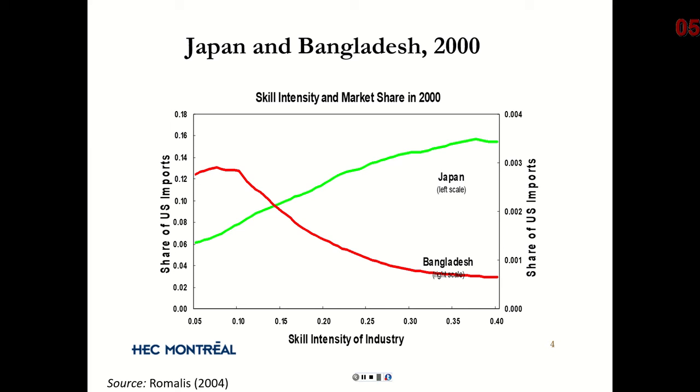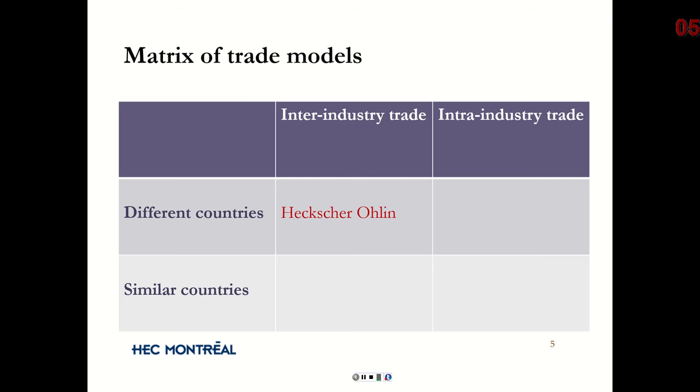Okay. So after we saw the Heckscher-Ohlin model, last lecture we started looking at a different type of model which tried to explain a different type of trade. So here I'm just showing you the matrix of trade models. I'm showing you here the Heckscher-Ohlin model, which explains different countries trading inter-industry. And we're going to see that different models will be explaining other types of trade as well.